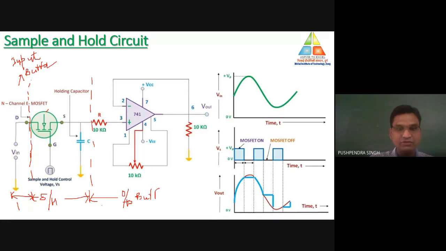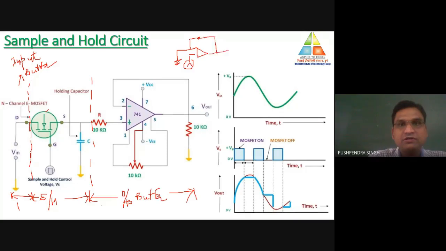I think you know how to design the buffer circuit. Think how to design the buffer. A buffer is a simple voltage follower circuit, right? So this one is clear to you. First one. This is output. This is the non-inverting terminal.